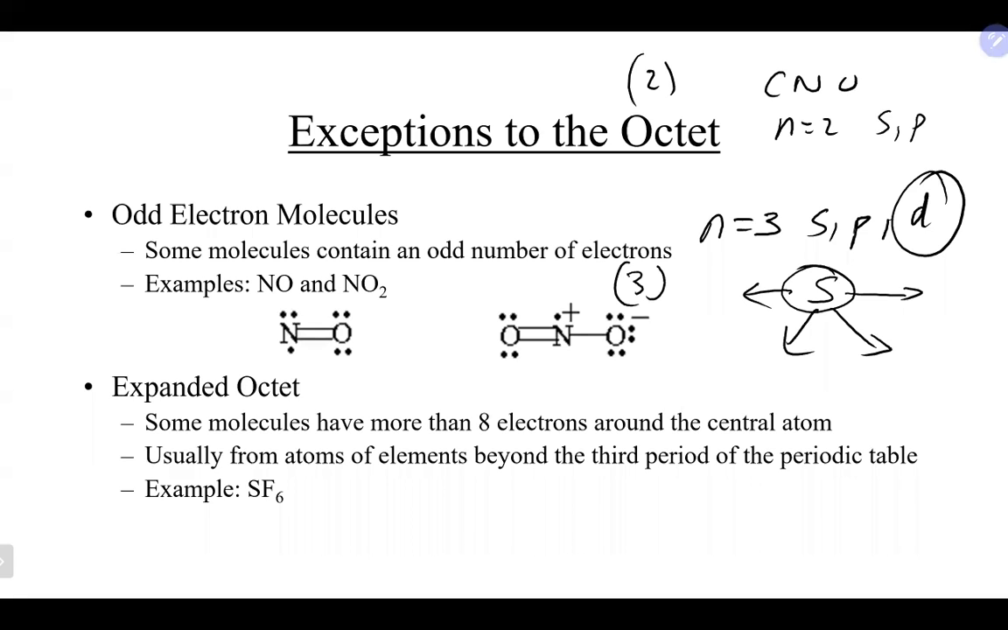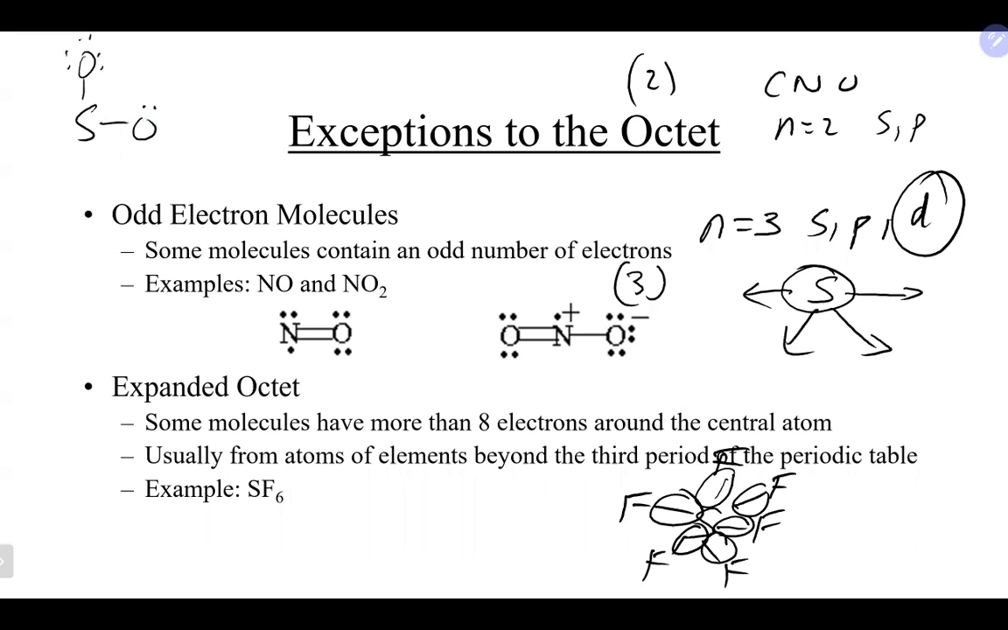Now, something like SF6, if we just quickly sketched it, basically looks something like this. I won't draw all the electrons on the fluorines, but they all have their dots. Essentially, we have 1, 2, 3, 4, 5, and 6 electron pairs around the sulfur, which is a total of 12 electrons, and it's perfectly fine and able to do that because the d orbitals are there.